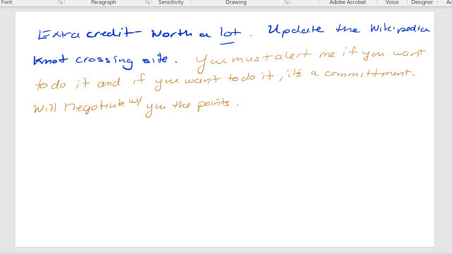Wikipedia has its own code that you're supposed to type in, kind of like LaTeX. So it's not trivial to put it up there, but it's empty. And I'm surprised it's empty, because knot crossing is kind of a big deal.